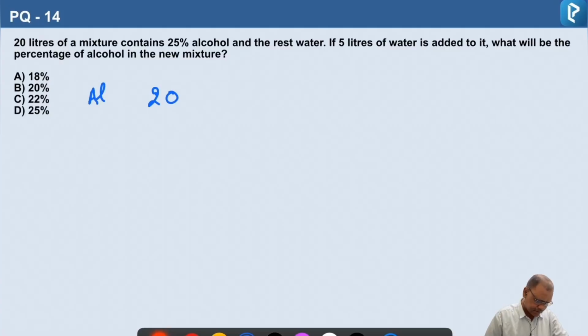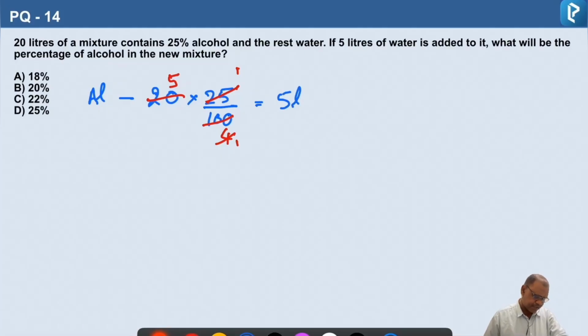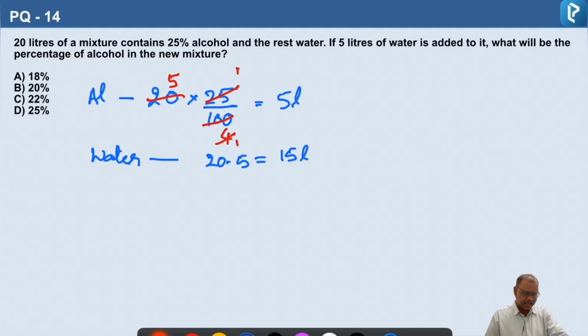So alcohol is 25%. Let us find out 25% of 20 liters. If you simplify, 25 ones are 25, 4 fives are 20, so we have 5 liters of alcohol and the remaining is water. So water will be 20 minus 5, that is 15 liters. 15 liters water is there and 5 liters alcohol is there. Now we are adding 5 liters of water.